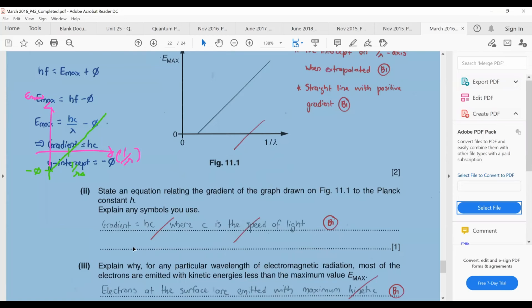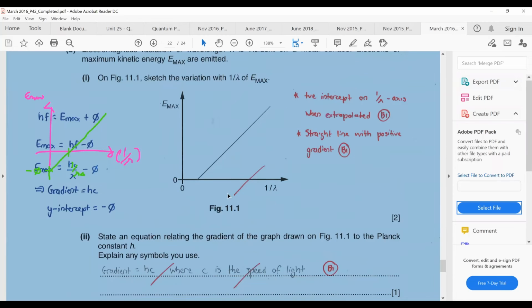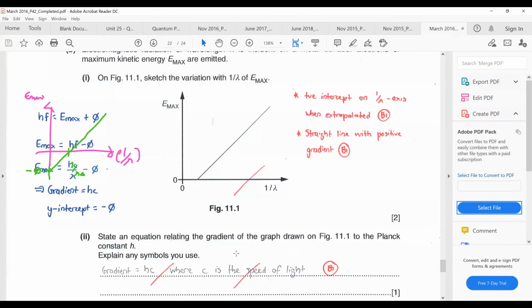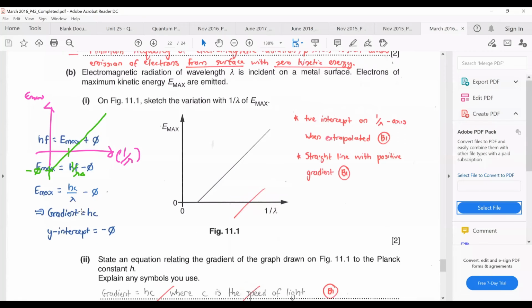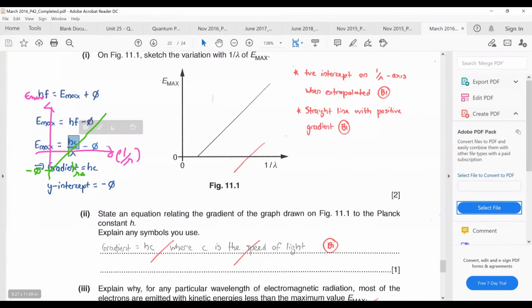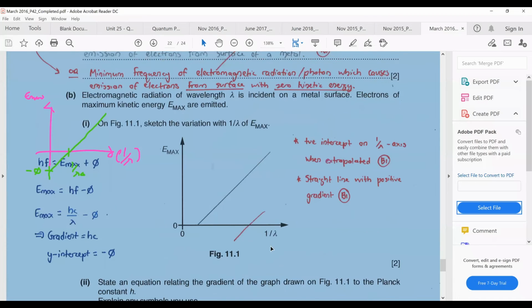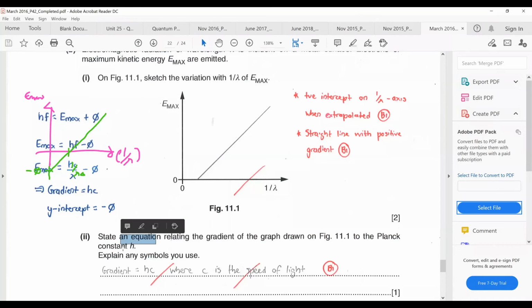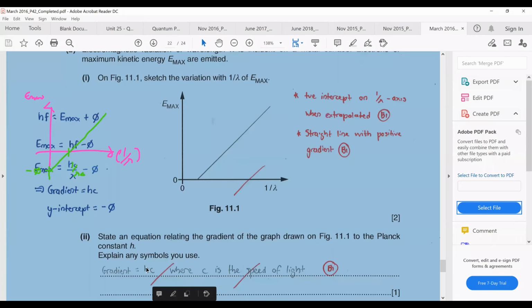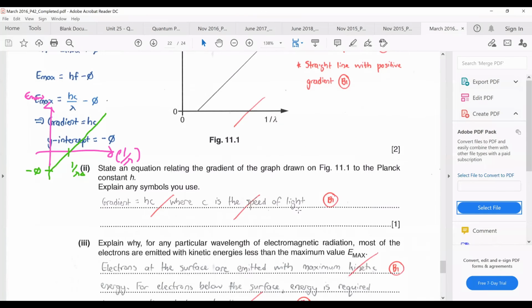Now let's get an equation relating the gradient of the graph with what you have drawn to Planck constant. Explain any other symbols you use. By now you should already be very familiar that the gradient here is actually hc. That's all. After that, they ask you to explain what other symbols you have used. They already defined Planck constant in the question. The only thing they've never told you is what c is. So c, you just need to tell them, is the speed of light or speed of EM radiation in vacuum, if you want to.